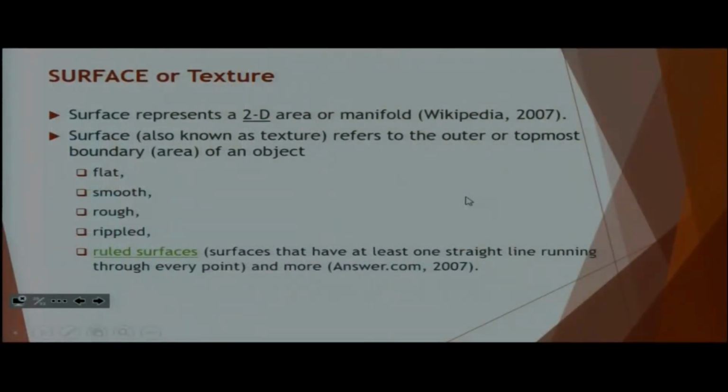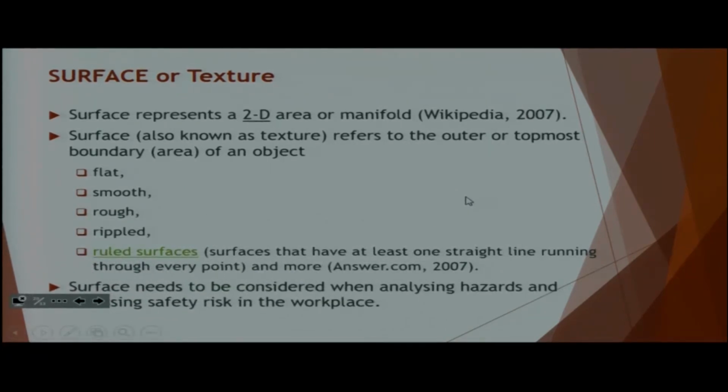Surfaces or texture. Surfaces represent a two-dimensional area or manifold. Surface, also known as texture, refers to the outer or topmost boundary or area of an object. Different types of surfaces: flat, smooth, rough, rippled, and so forth.